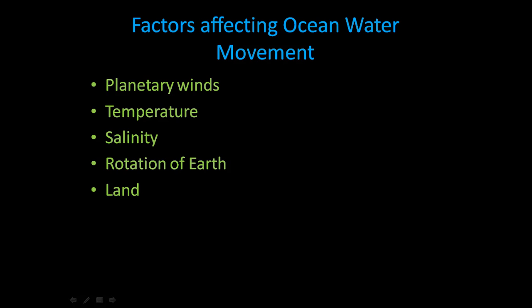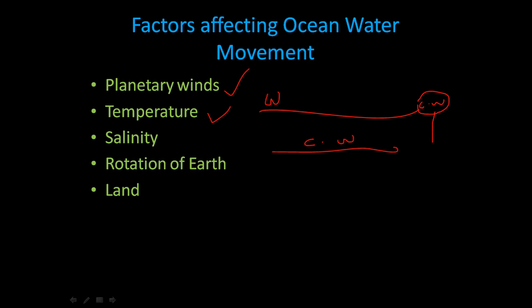Well, then what are the factors which affect ocean water movement? First is planetary winds. They could be the westerlies, they could be the trade winds. Then second is the temperature. Warm water will be at the surface and cold water will be at the base. So if there is cold water, it will sink below and warm water will take its place, and then this cold water will come here.